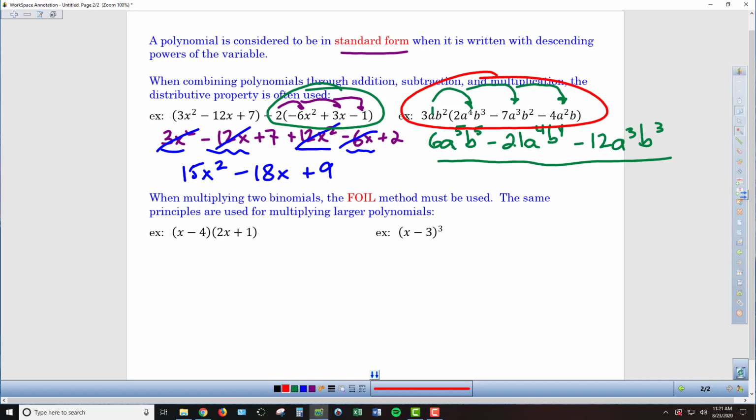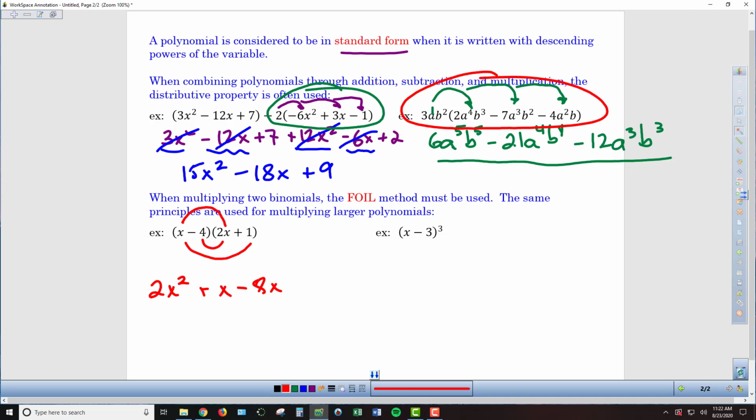So FOIL is an acronym, the F standing for first, meaning I'm going to multiply the first term in each of the two binomials. So I've got x times 2x gives me 2x squared. Then I've got to multiply the outer, that's what the O stands for. So I'm going to multiply the outside terms. X times 1 gives me x. Then I'm going to multiply the inner. I stands for inner, so I'm going to multiply those two terms. So negative 4 times 2x gives me negative 8x.